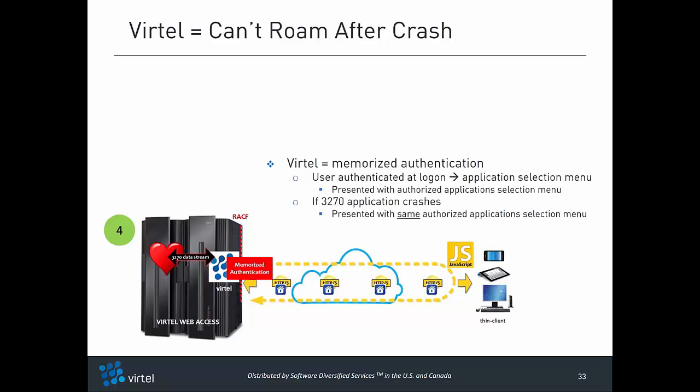At logon, Virtel converts the user authorizations into an authorized application selection menu, which it presents to the user. Only the applications authorized for this user are listed. Those authorized applications that are available are listed with a green flag. Those authorized applications that are not available, for example, not started, are listed with a red flag. This is how users access their authorized applications.